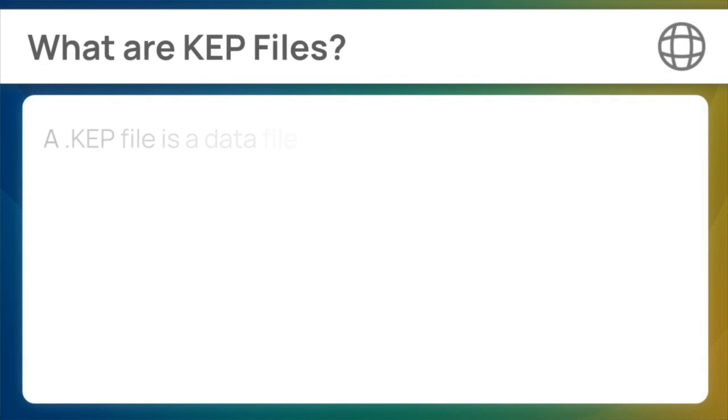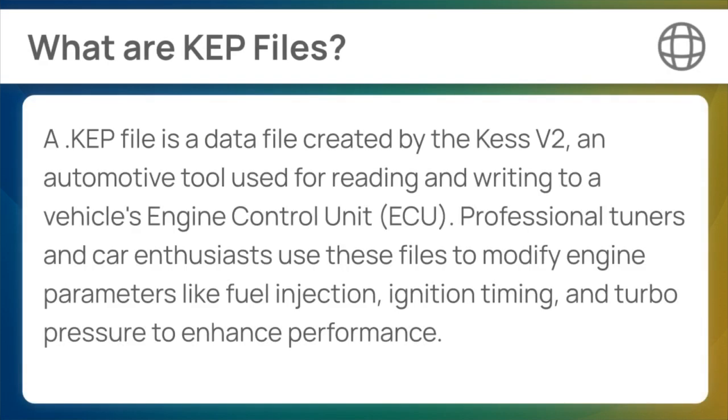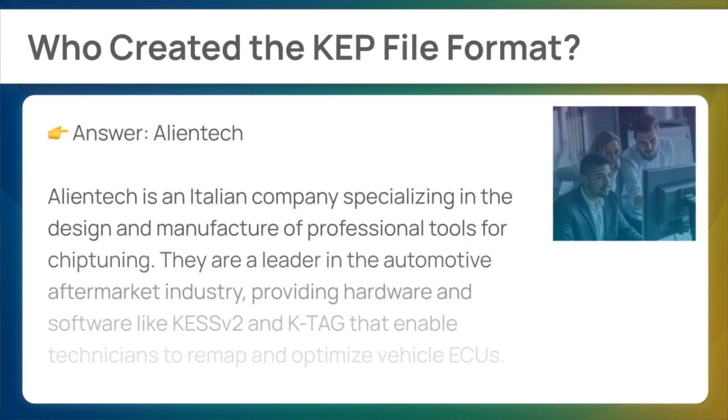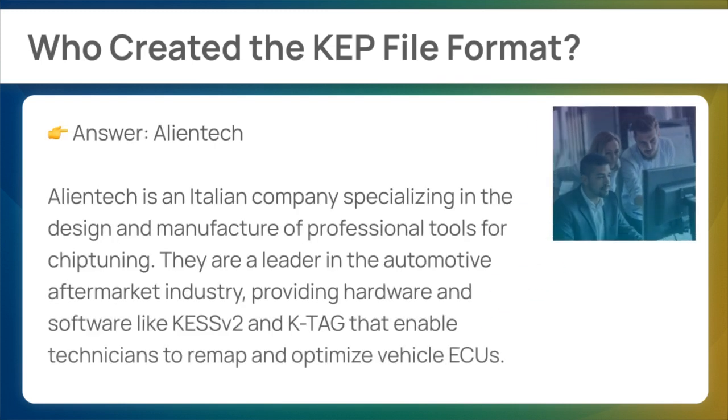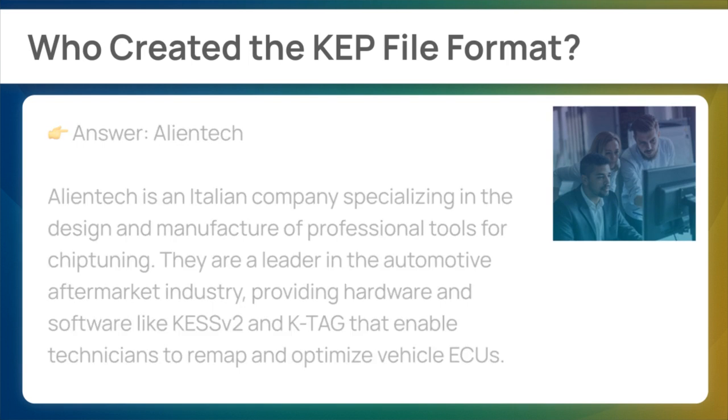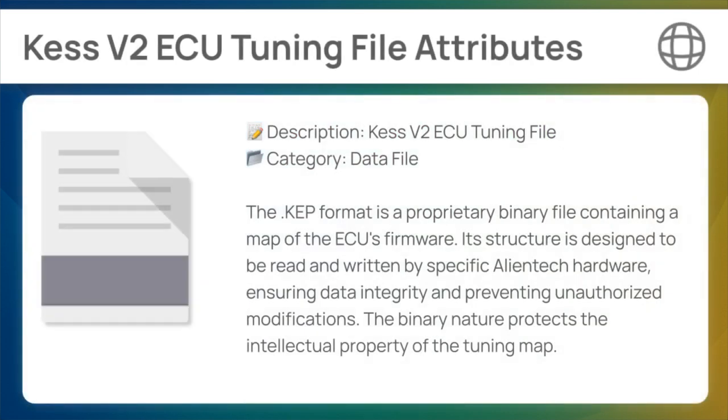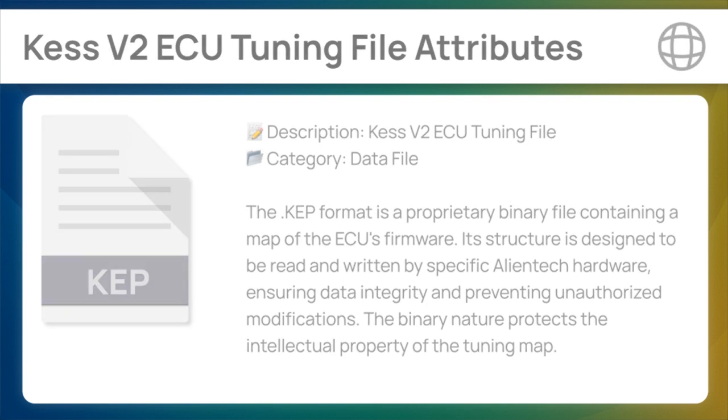A .kep file is a data file created by the Kess V2, an automotive tool used for reading and writing to a vehicle's engine control unit, ECU. Professional tuners and car enthusiasts use these files to modify engine parameters like fuel injection, ignition timing, and turbo pressure to enhance performance. The .kep format is a proprietary binary file containing a map of the ECU's firmware. Its structure is designed to be read and written by specific Alientech hardware, ensuring data integrity and preventing unauthorized modifications. The binary nature protects the intellectual property of the tuning map.